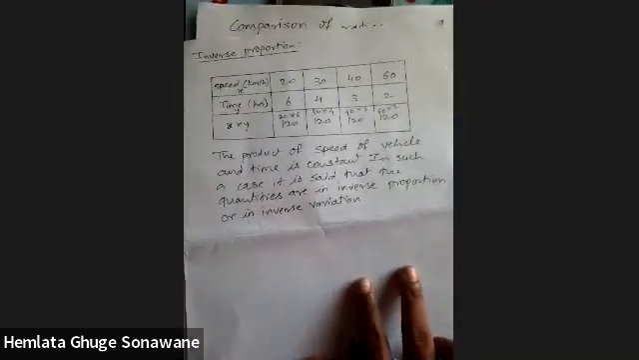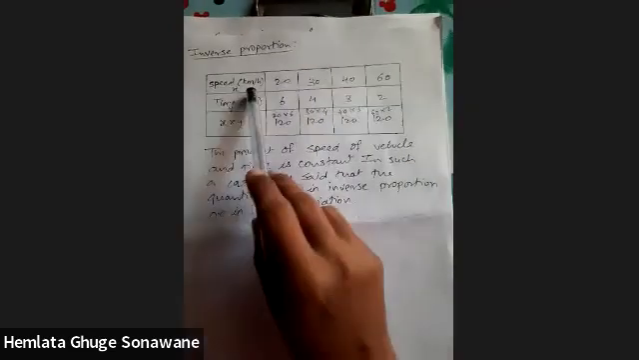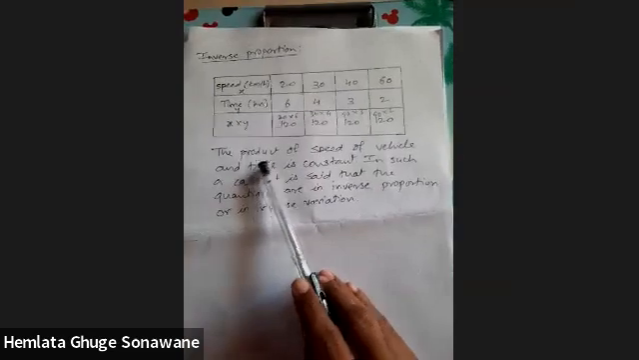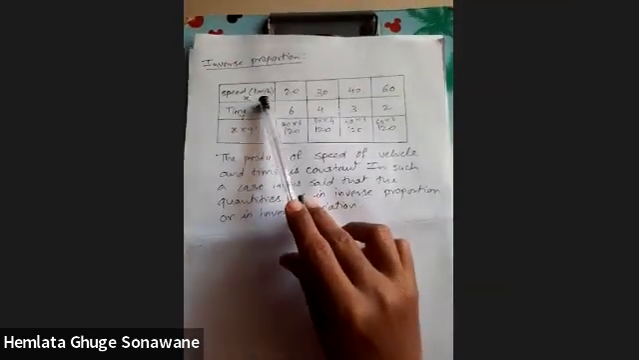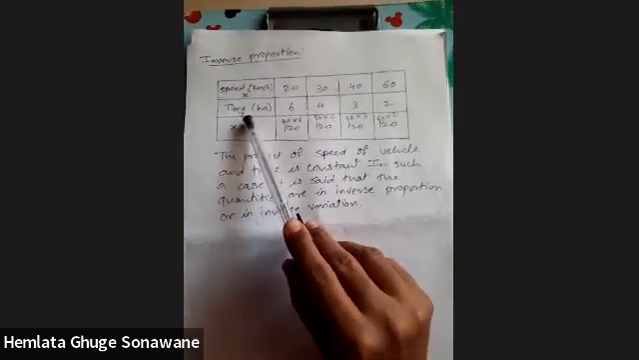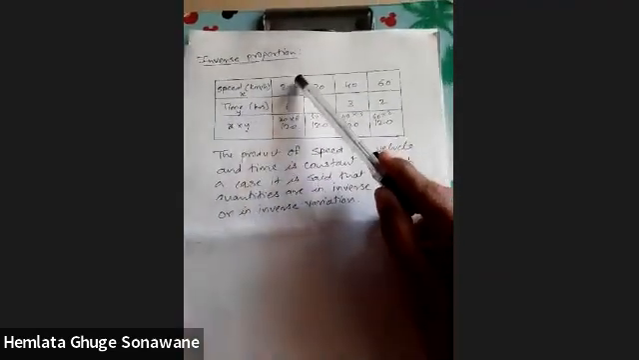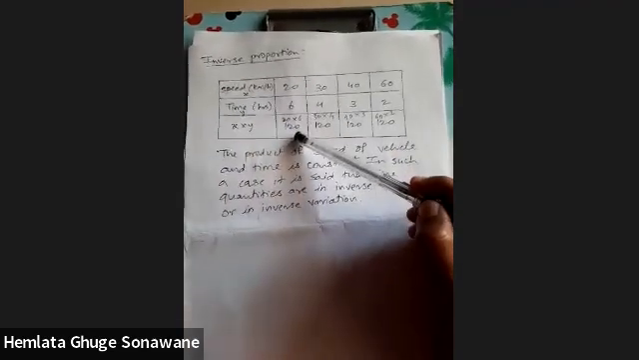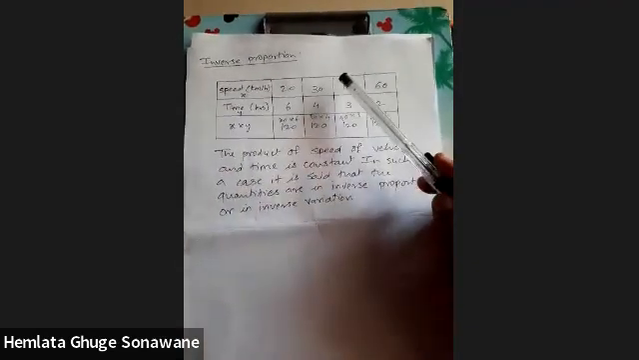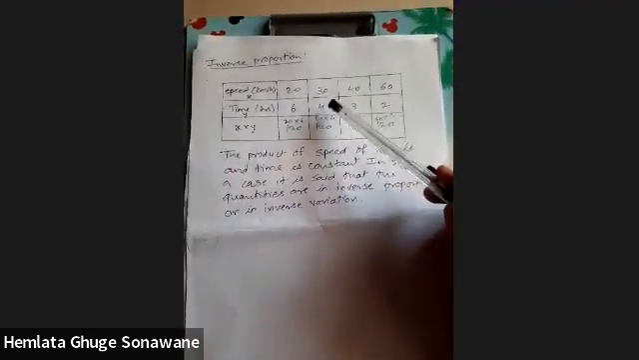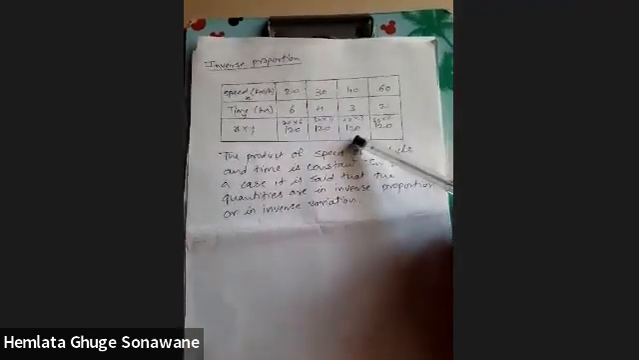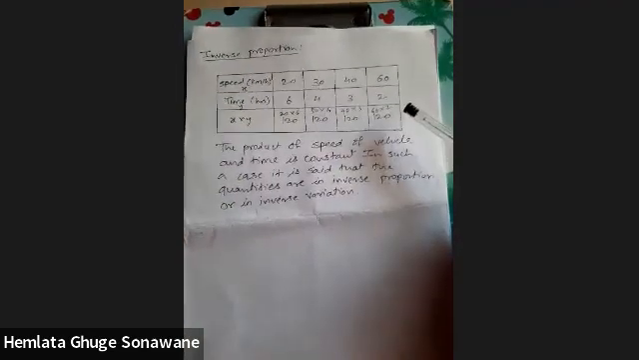Okay. Now inverse proportion. The speed of a vehicle is given and the time taken by the vehicle to travel is given. Speed is in kilometers per hour, that is x, and time is in hours, that is y. So 20 into 6 becomes 120, that is, we multiply both these quantities, x into y. 30 kilometers per hour into 4 hours becomes 120. 40 into 3 becomes 120 and 60 into 2 becomes 120.